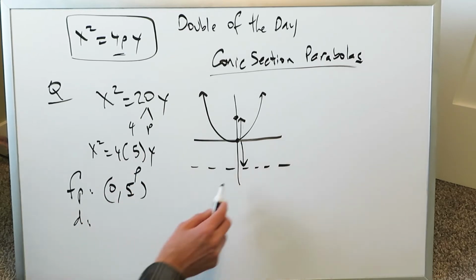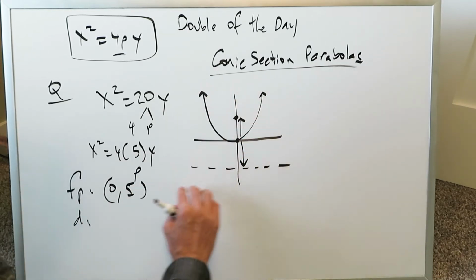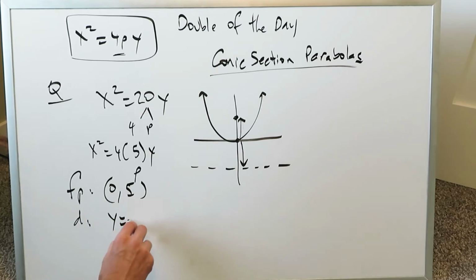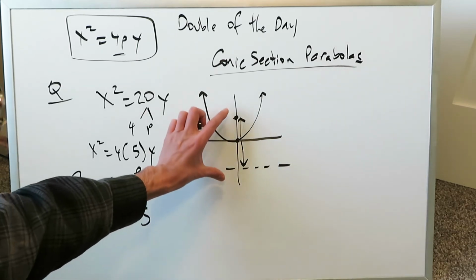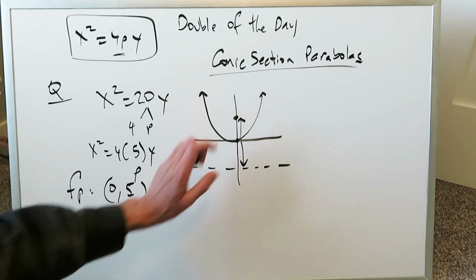My directrix is a horizontal line. Up and down parabolas have a horizontal line directrix. Here it must be y is equal to minus 5 because you moved minus 5 down. Remember, the vertex falls directly between the focal point and the directrix.